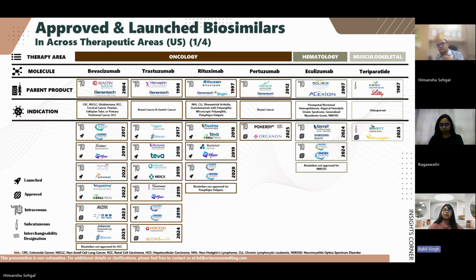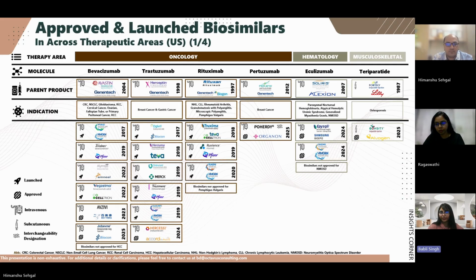Moving to pertuzumab. It's again an original product of Genentech, which was approved in 2012 for breast cancer. Recently, in 2025, one interchangeable biosimilar has been approved, by Organon. It is only approved yet, not launched, not in the market right now, and it is approved for the same indication as the reference biologic. These are the biosimilar markets of oncology.